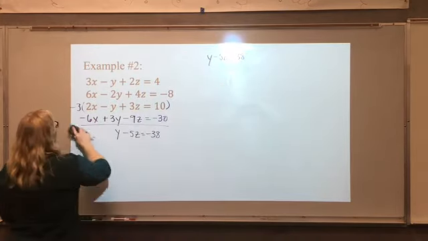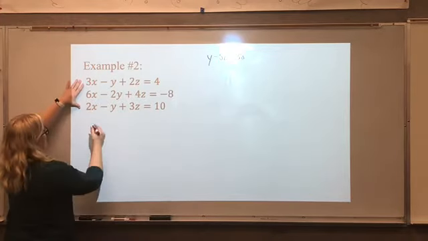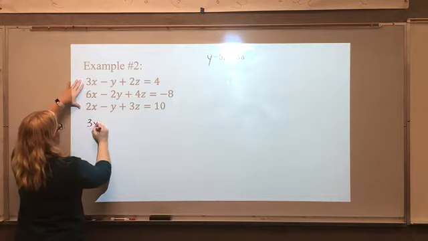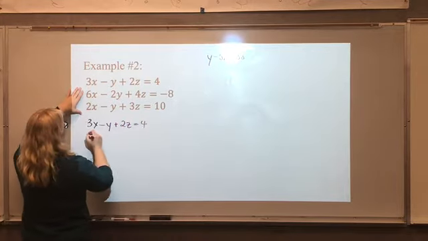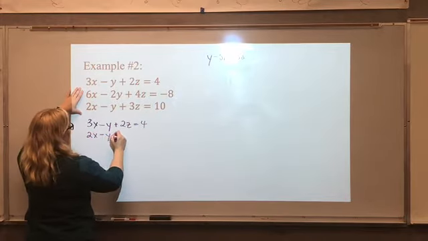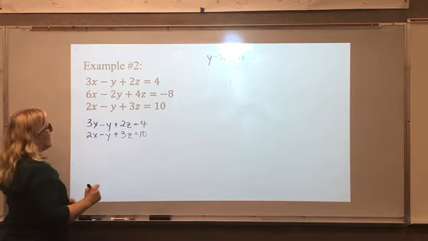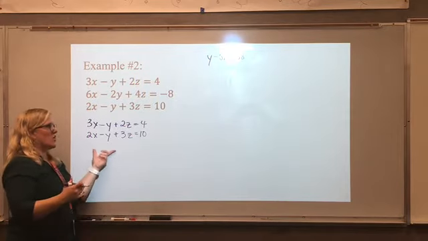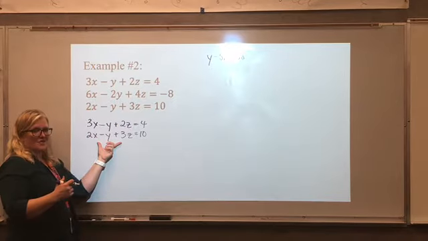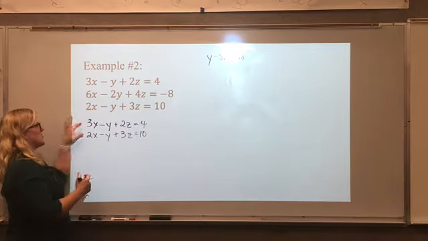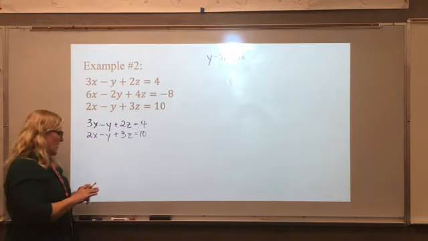Okay, so let's look now, let's do the top one and the bottom one. So 3x minus y plus 2z equals 4, and 2x minus y plus 3z equals 10. And maybe this wasn't the best idea. Well no, I do know this wasn't the best choice, because I have to manipulate two equations, but that's okay. We can handle that and we'll do that right now.